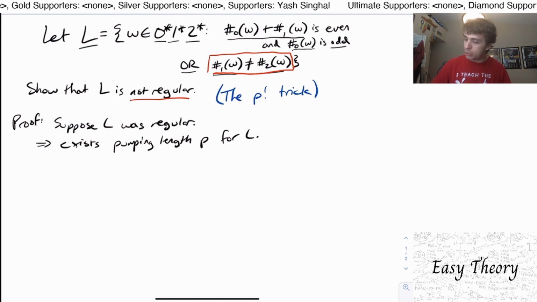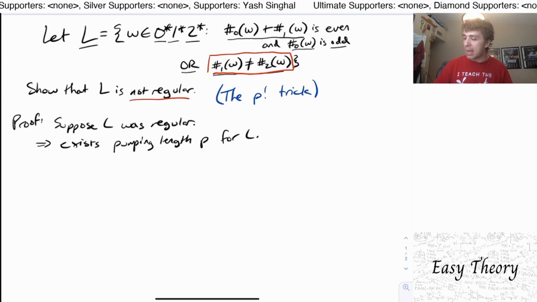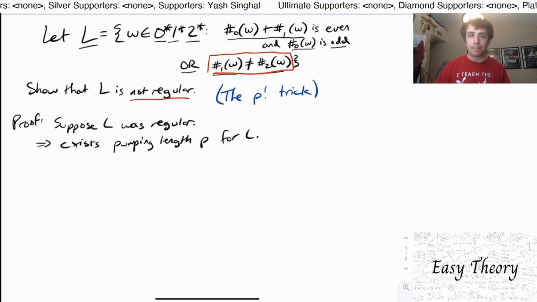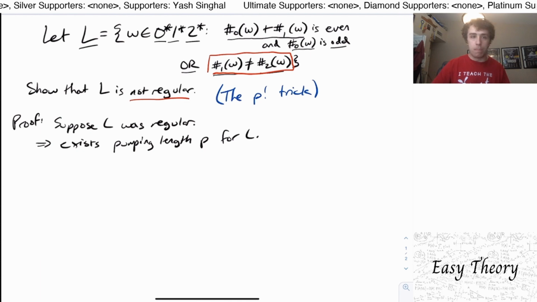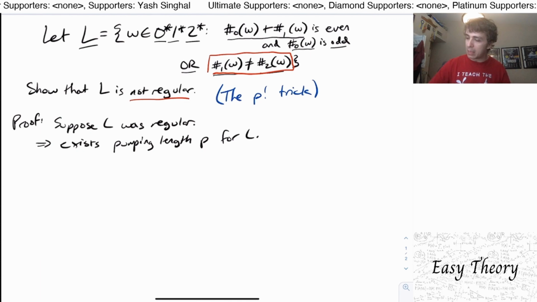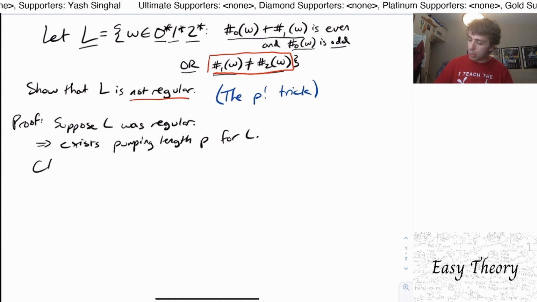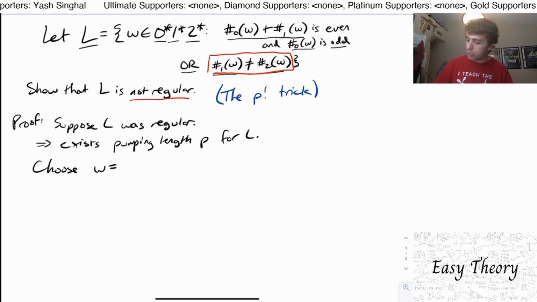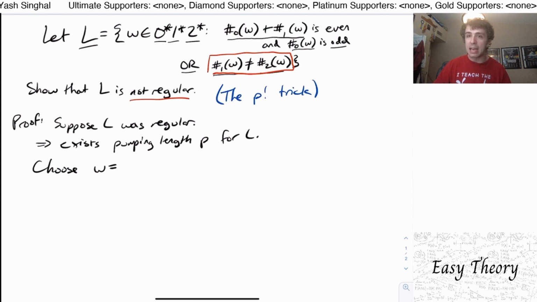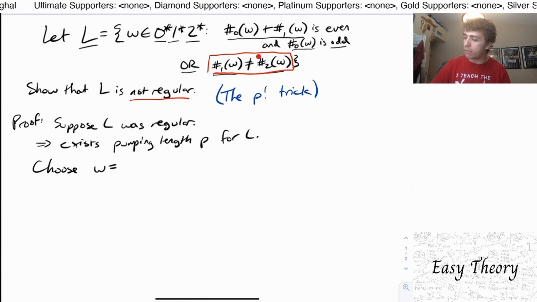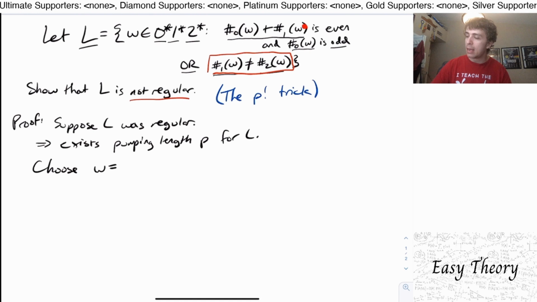So now what string are we going to pick? Well, we got to pick a string, of course, that is in L and is of length at least P. So one that you could pick is something that satisfies the first condition and the second condition. What we're going to do is choose W equal to, well, it's not going to have any zeros in it, because we're trying to violate the first condition at every point.